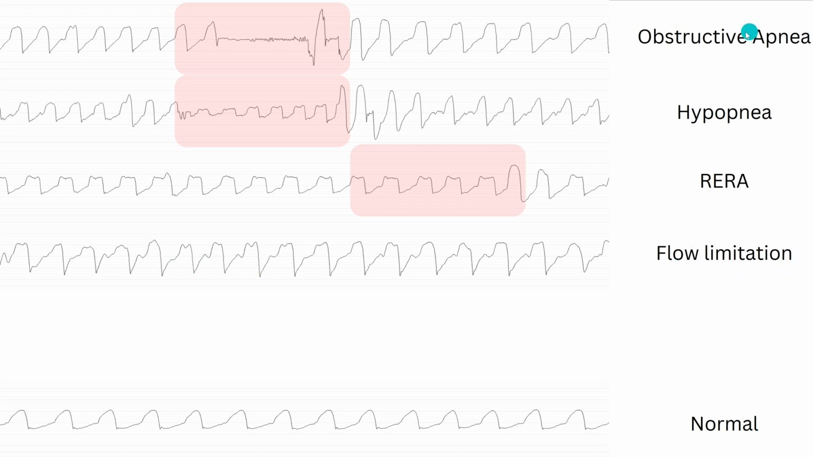So why are all these events, the obstructive apnea, the hypopnea, and the RERA, important, but the flow limitation isn't? Where is the cutoff? Do flow limitations matter at all? Will these cause changes in your brain signals while you're sleeping? Let's see what we can find out from the literature.